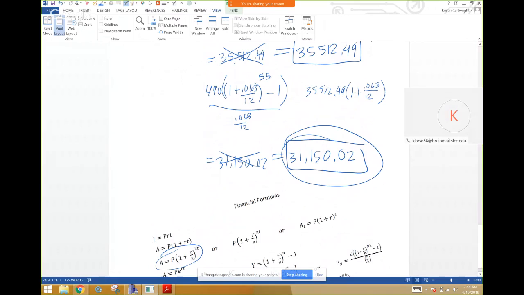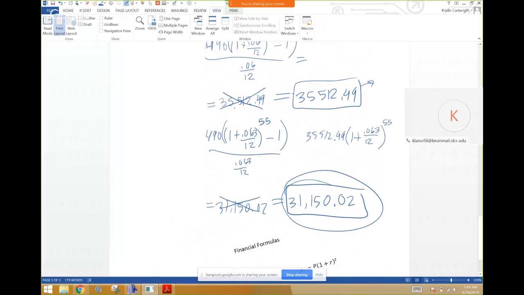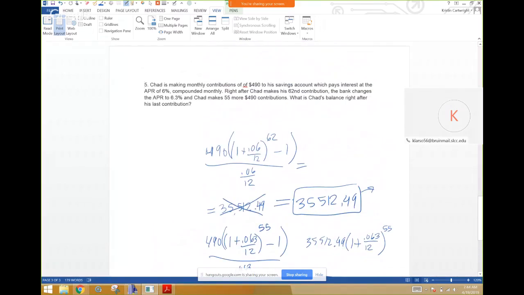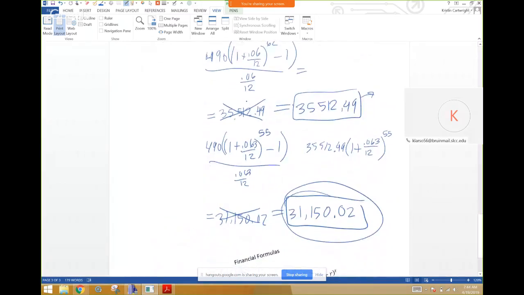Now to the exponent, which is always supposed to tell you how many time periods. So we're going to use that as our 55. Because it didn't tell us a time period, it just told us 55 more contributions, which we assume is 55 monthly contributions. Yeah, so 55 months. But since this is in units of years, we just put the 55 up there.